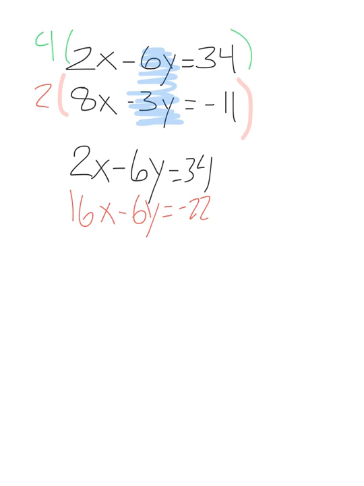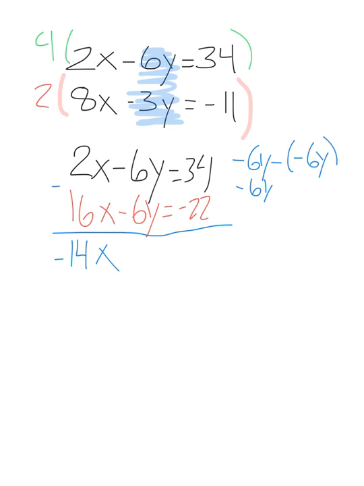So next, in order to eliminate our y variable, we have negative 6y in our first equation and negative 6y in our second equation. We have to subtract our equations in order to eliminate our y variable. When we subtract our equations, we have to be careful. 2 minus 16 is going to leave us with negative 14x. Negative 6y minus a negative 6y really means negative 6y plus 6y.